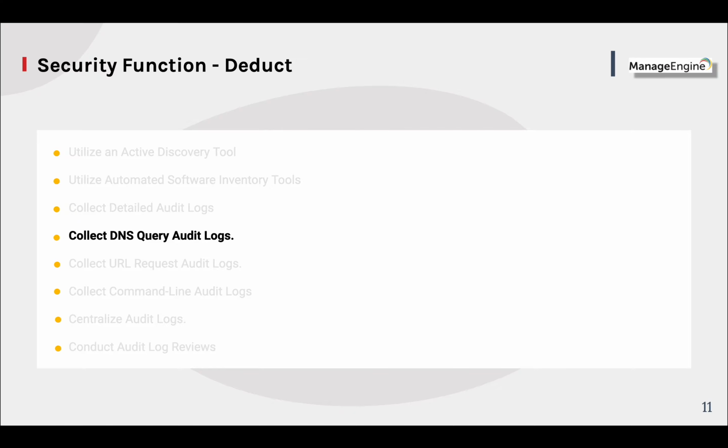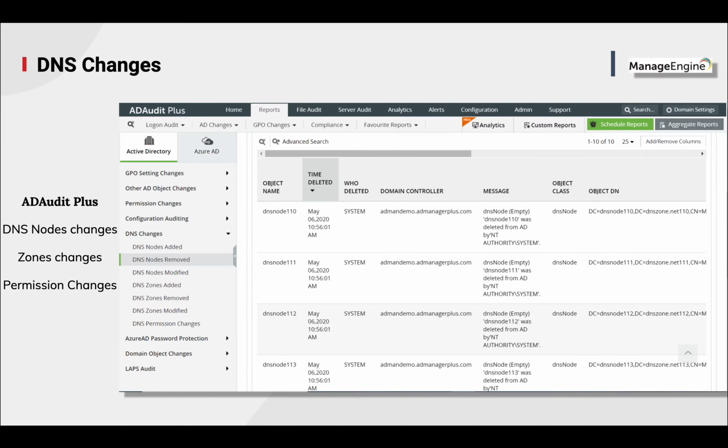Collect DNS query audit logs. DNS servers are crucial for the operation of any network. DNS records allow DNS servers to map requests to the corresponding IP addresses. Modification or deletion of DNS records can result in service unavailability. Hence, it is crucial to monitor DNS modification to accelerate forensic analysis in case of a mishap.